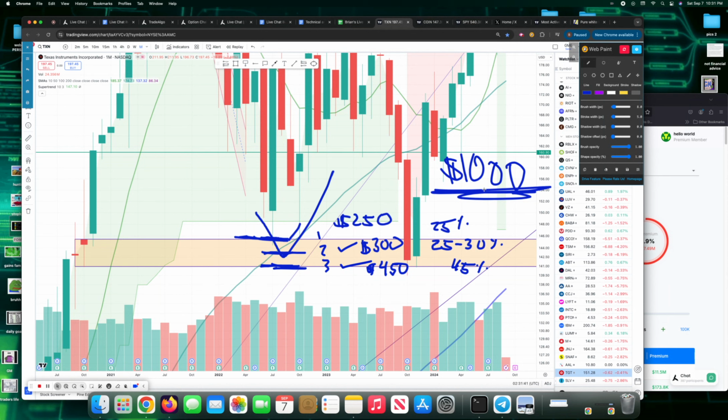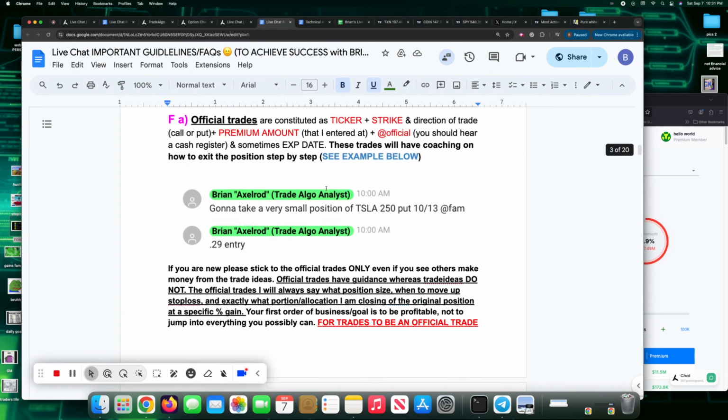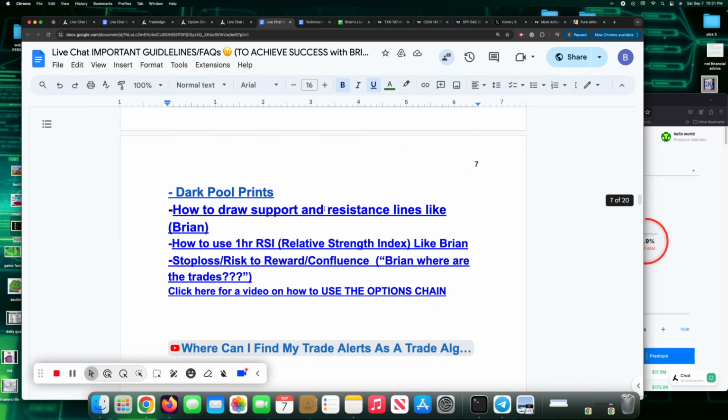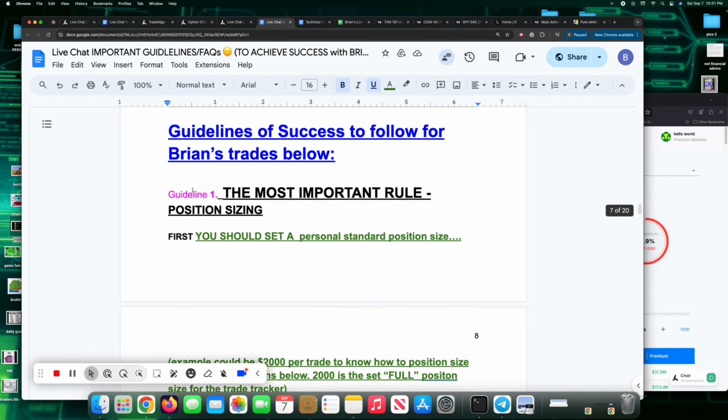So this is how I personally get in. I have a set amount per trade, and that goes per my guideline 1. The most important rule when I tell people, please memorize this document, I beg and plead, because you cannot trade without rules. I see newbies all the time just excited to make money.